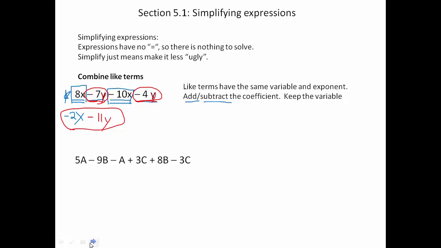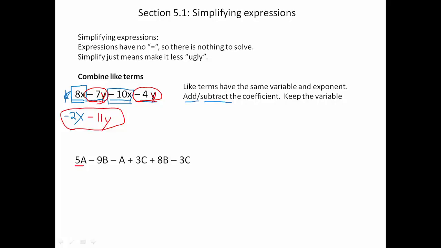Let's take a look at this next example. I have a lot of different terms here, so I'm going to have to be very careful and pay attention to all of them. I like to just pick a first term to start with. Usually I go in alphabetical order for the variables and try to find all the different terms that have that exact same variable and exponent.